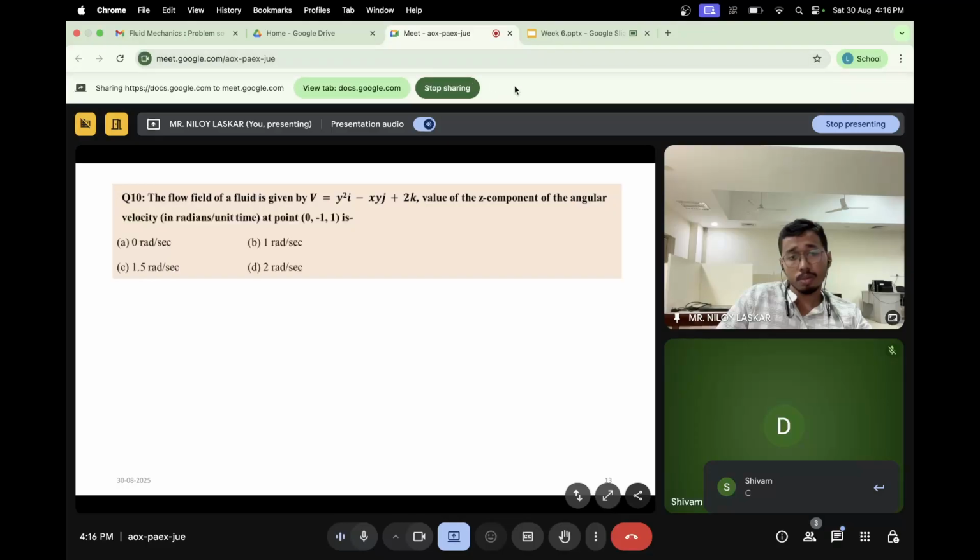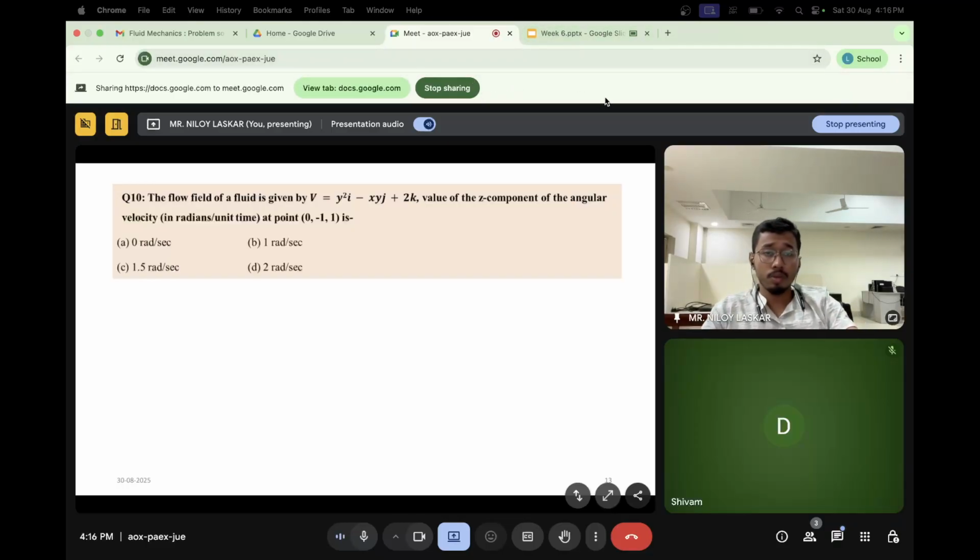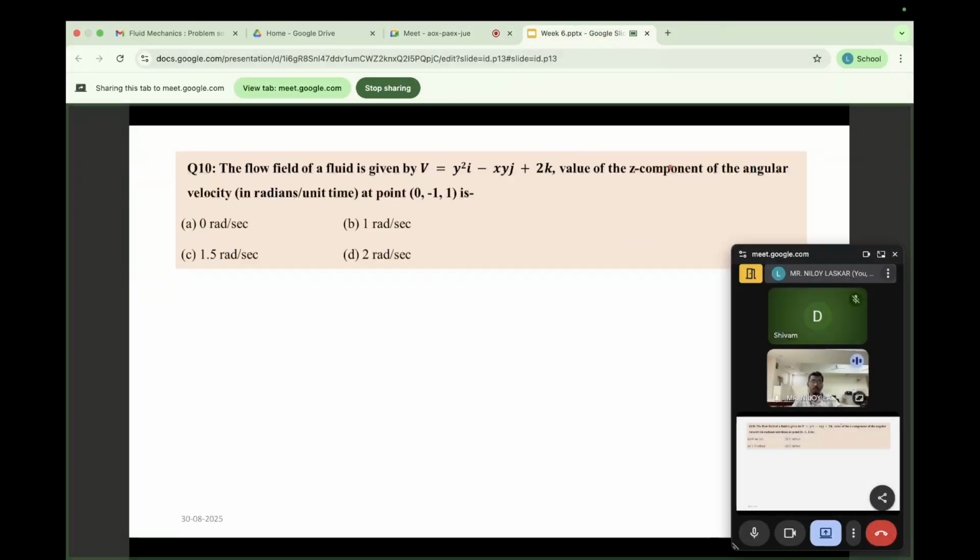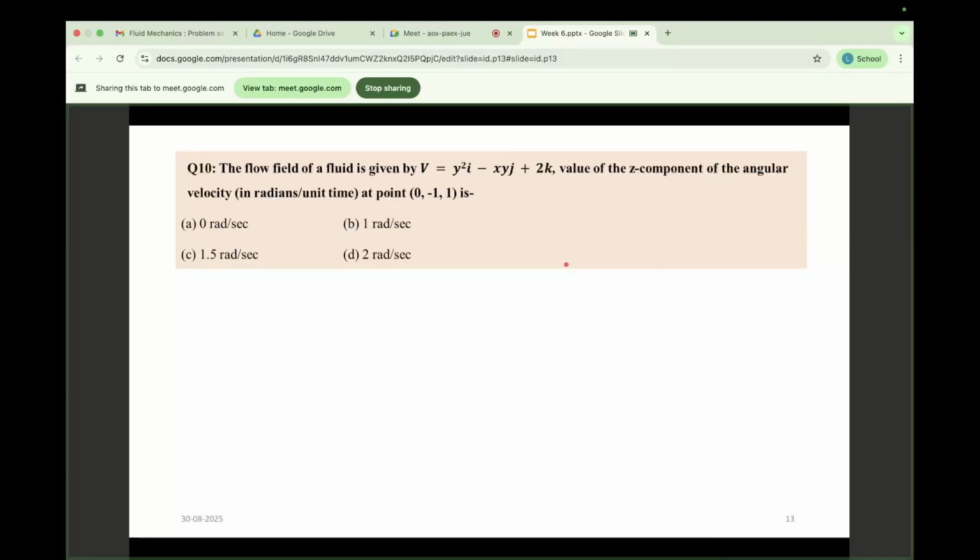So this option C. Okay, Shivam is just running with option C. So let's check whether it is correct or not. So first we have to check what is given in this question. So this velocity field V is given, so it has x, y, z components. So that means small u is y square, and v is minus xy, and w is 2, right?